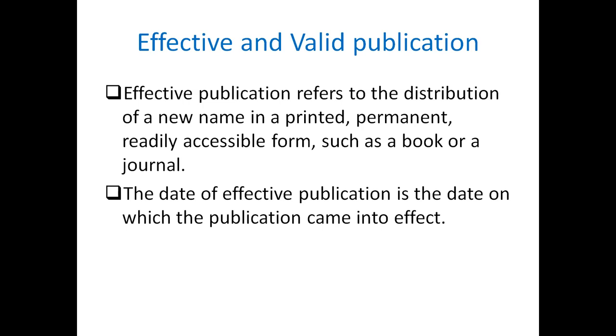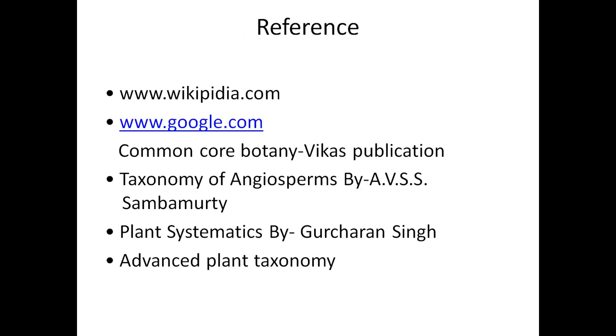And the date of effective publication is the date on which the publication came into effect. So if 2 or 3 persons publish the same name for the same plant, then whoever publishes validly, whoever publishes effectively, that should be considered. So the other name is cited as a synonym. So that is effective and valid publication.